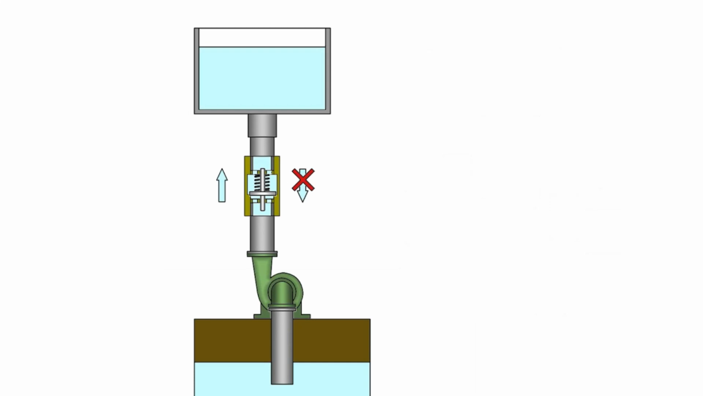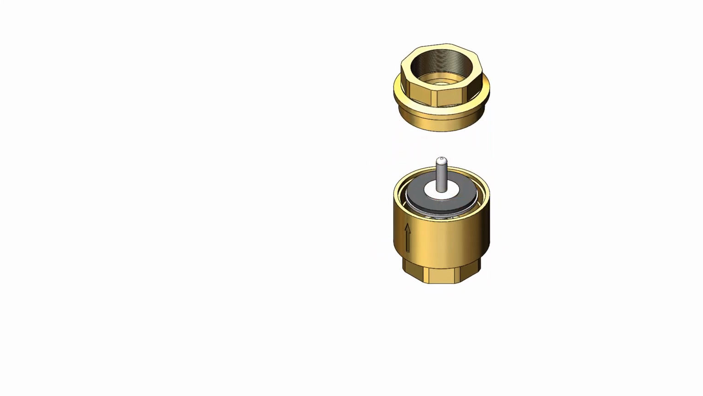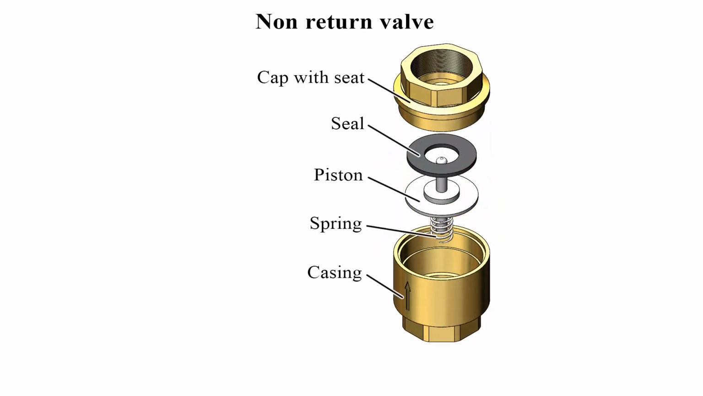Balls, plates, poppets or pistons with soft seals are used as isolating elements. The main elements of this non-return valve are the casing, piston, cap with seat, and spring.